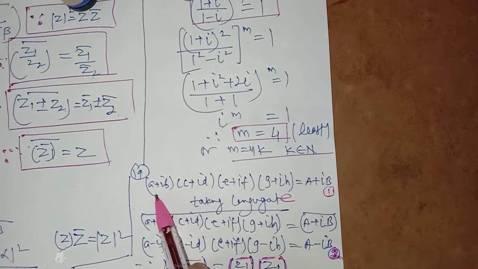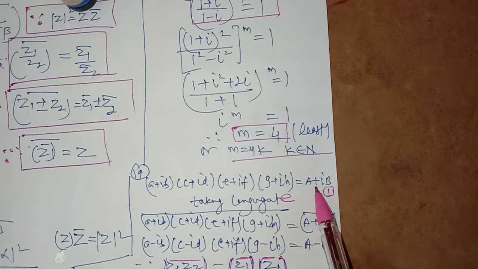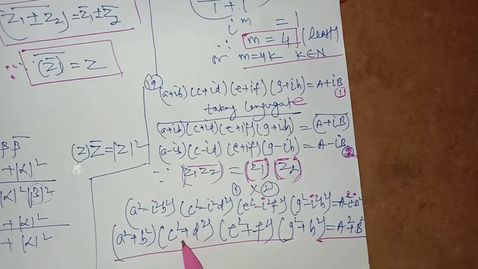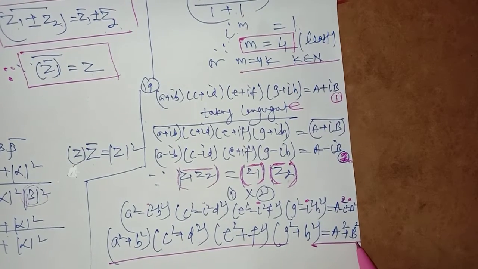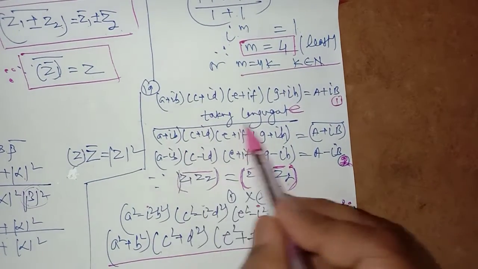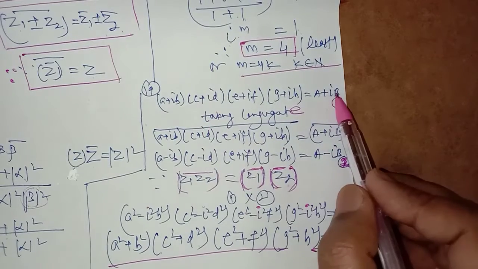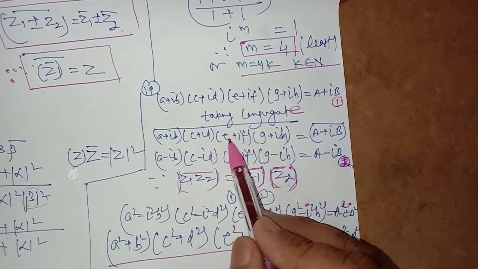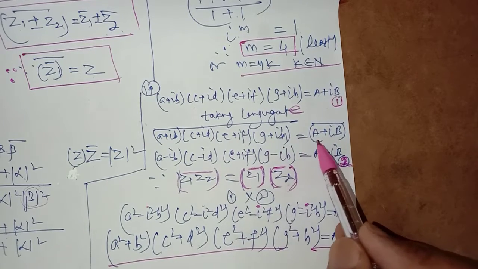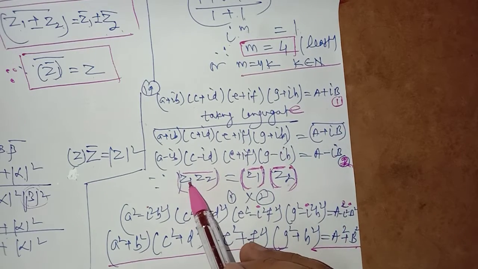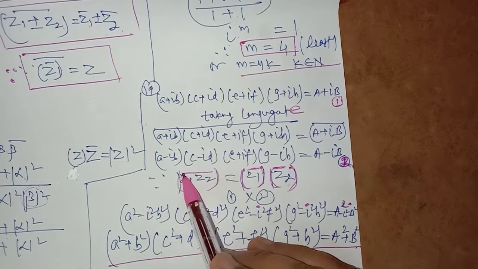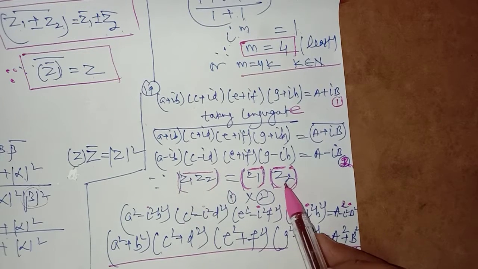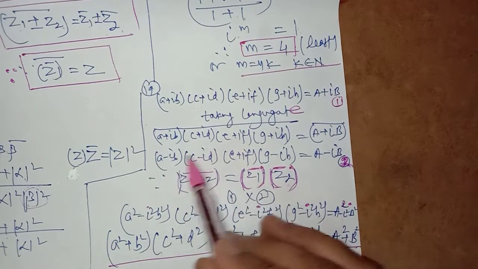Now it is given that the product of these 4 complex numbers is equal to a complex number, and you have to find the value of a square plus b square: c square plus d square is equal to a square plus b square. Now taking conjugate on both sides in the given expression, the conjugate will be (a minus ib)(c minus id)(e minus if)(g minus ih) is equal to a minus ib, because (z1 into z2) whole conjugate is equal to z1 conjugate into z2 conjugate. You can break it like this.